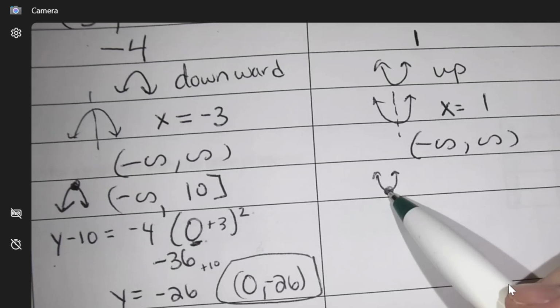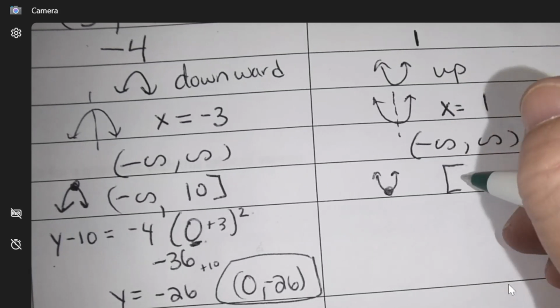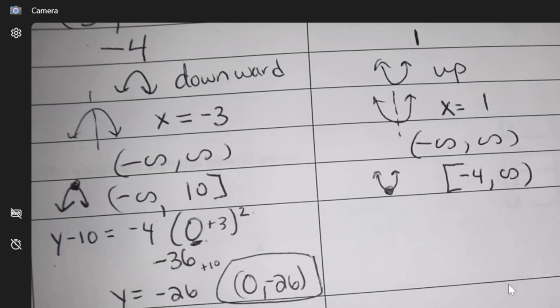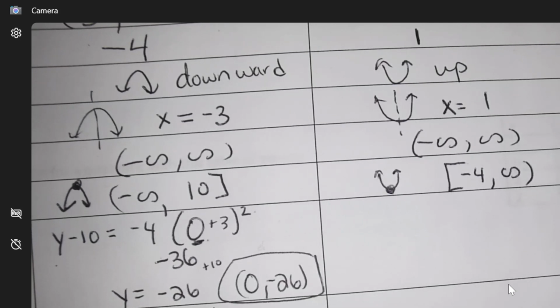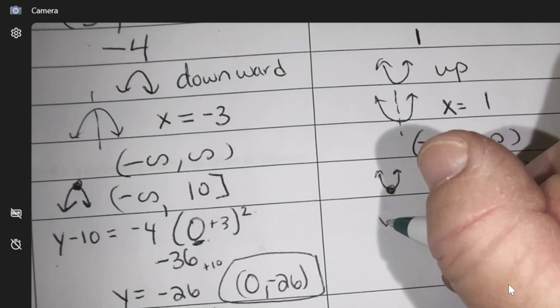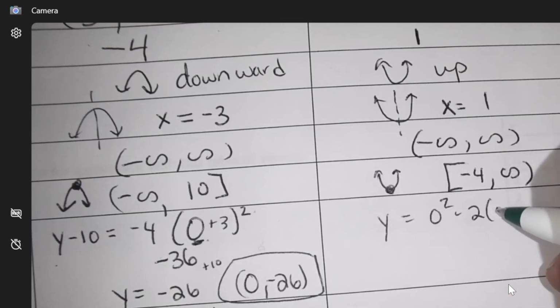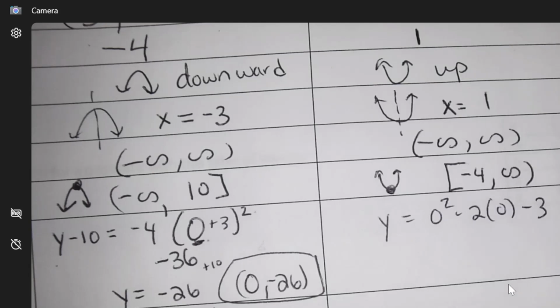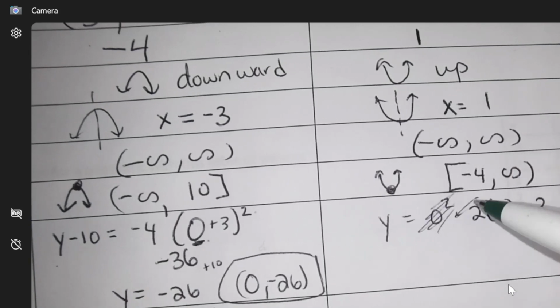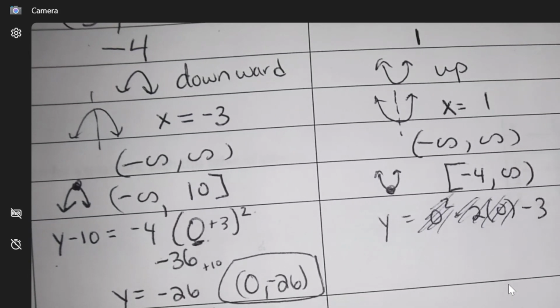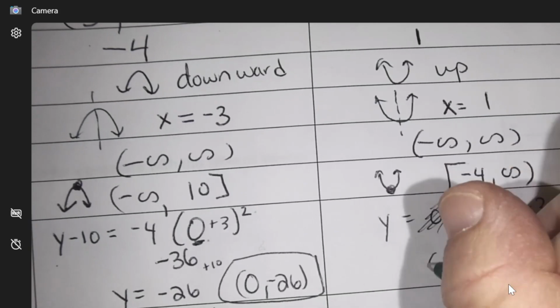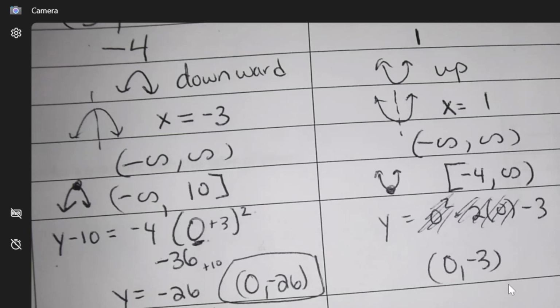Okay, so now the bottom height, -4, then up. The y-intercept, so plugging in 0 for the x, that's what a y-intercept is. This one's a little bit easier, because if I'm doing that, everything disappears except for the constant term.